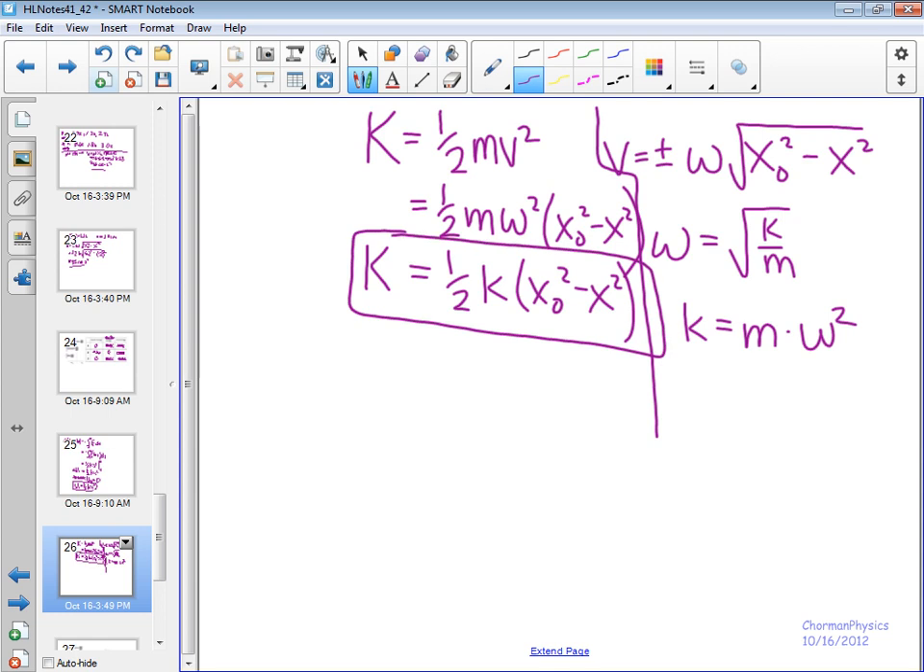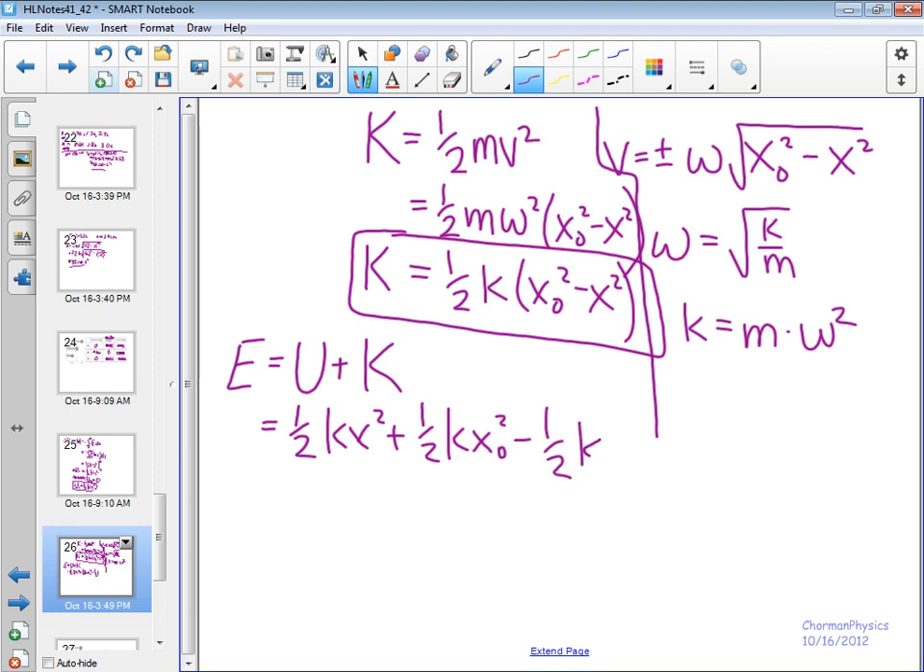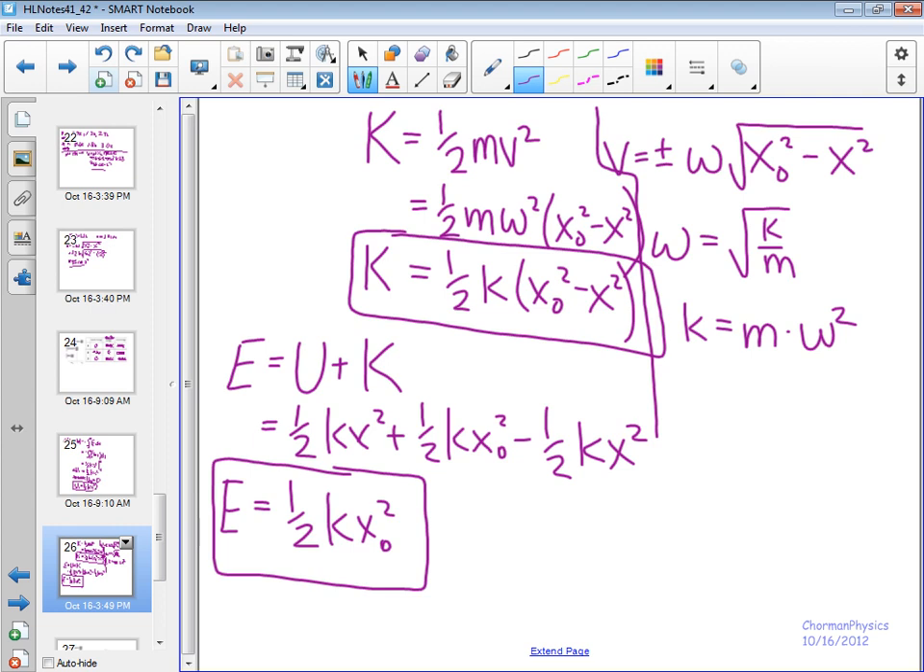Either one's acceptable. And the total energy is just equal to U plus K. If we substitute this in here, we get 1/2 k x squared plus 1/2 k times x naught squared minus x squared, and I'm going to distribute this. What we end up with is that the total energy is just equal to 1/2 k x naught squared. So we see that this total energy stays constant no matter what, as long as the amplitude stays constant.